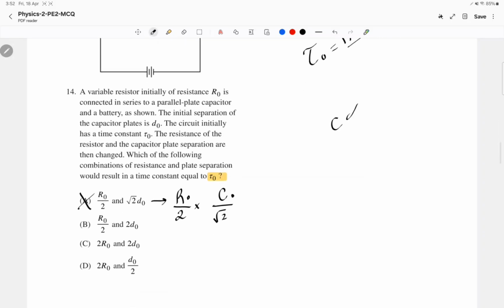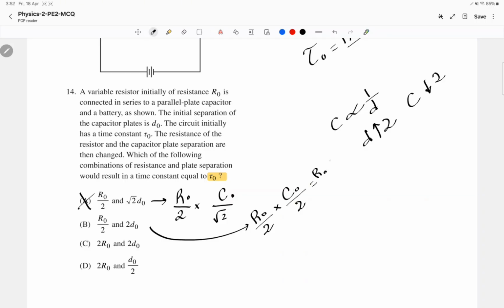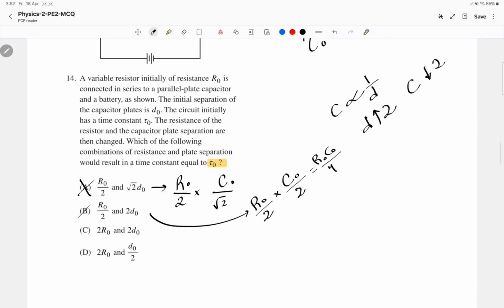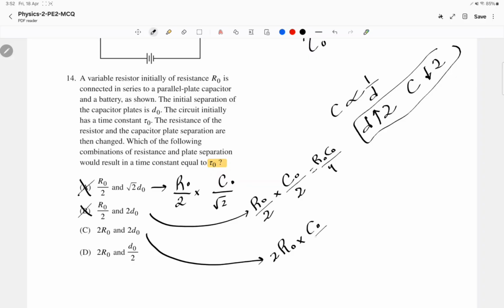Okay, now C is inversely proportional to distance. That means if you double the distance, like they did in part B, you will halve the capacitance. This will be R0 over 2 times C0 over 2. You get R0C0 over 4. So you're not going to get R0C0. No. So 2R0, and if you were to double the distance, you must halve the capacitance. So you're going to get C0 over 2. You get R0C0. So it is choice C.